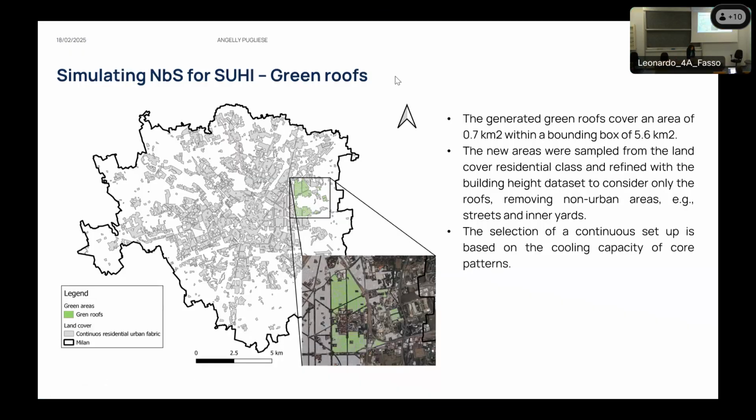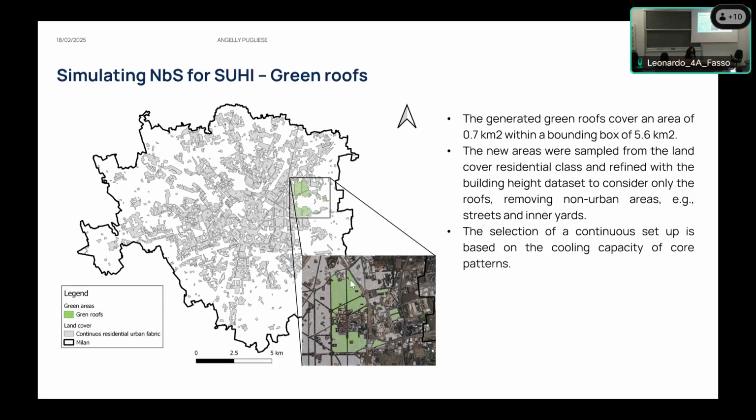So I'm going to show you two cases. The first is simulating green roofs, and here we have what we have here. Do you know what this is? Yeah. So we are right here.